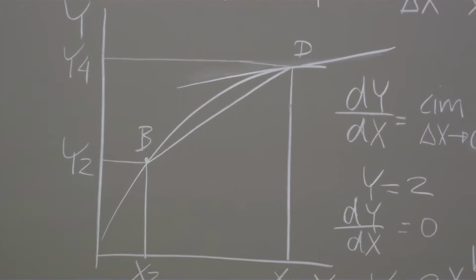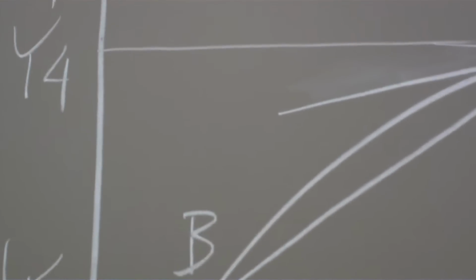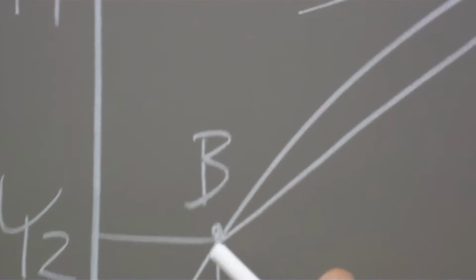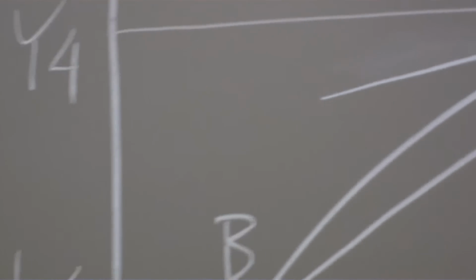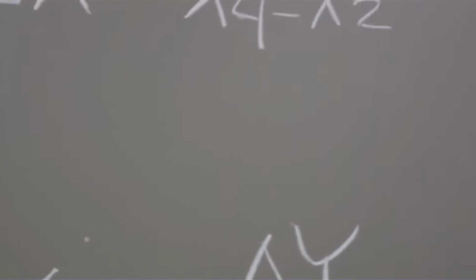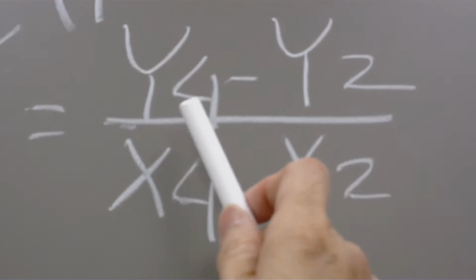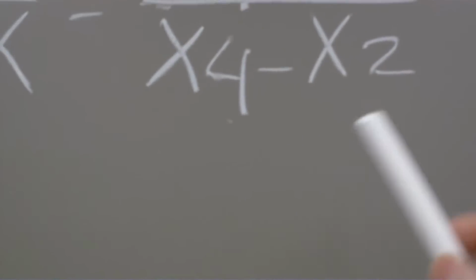Okay, so if you take the slope from point B to point D, you have point B here and you want to go to point D, so you need to take the slope. The slope is the rise over run. The rise here is from y4 to y2, so in other words, y4 minus y2, and then x4 minus x2. So this equals the rise over run.